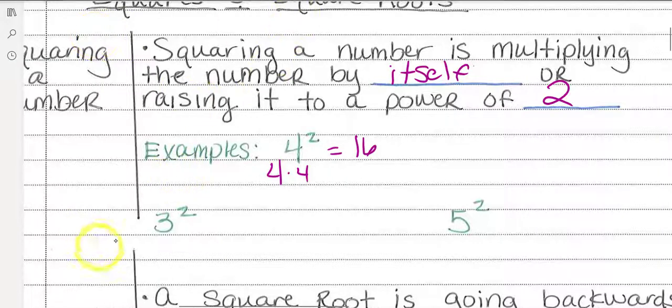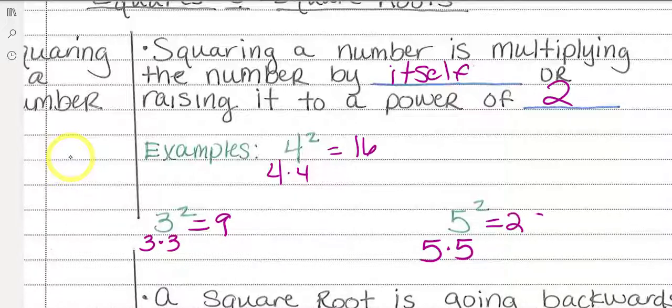Down here we have 3 squared. 3 squared is the same thing as saying 3 times 3. We're multiplying the number by itself. 3 times 3 is 9. And the last example, we have 5 squared. We're multiplying 5 times itself. 5 times 5, that's going to equal 25.